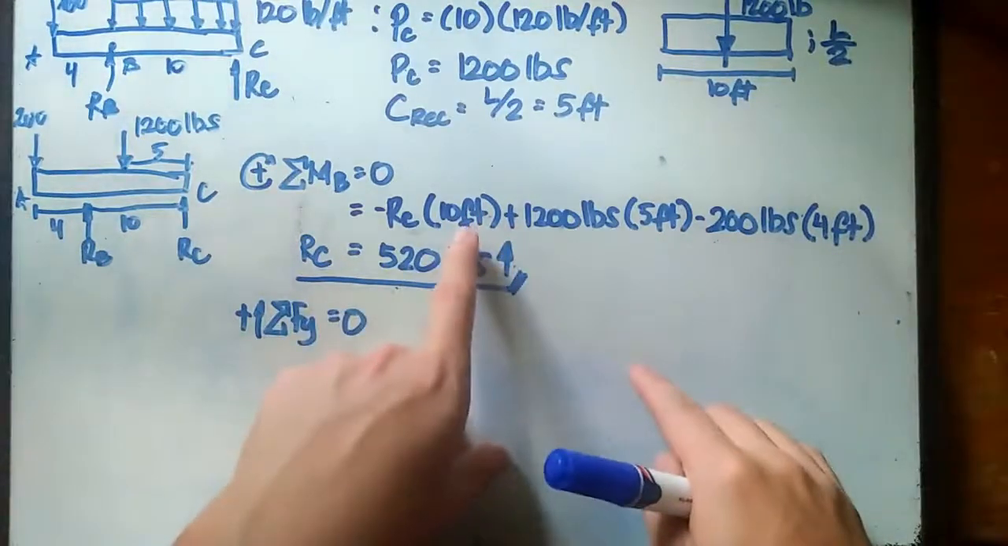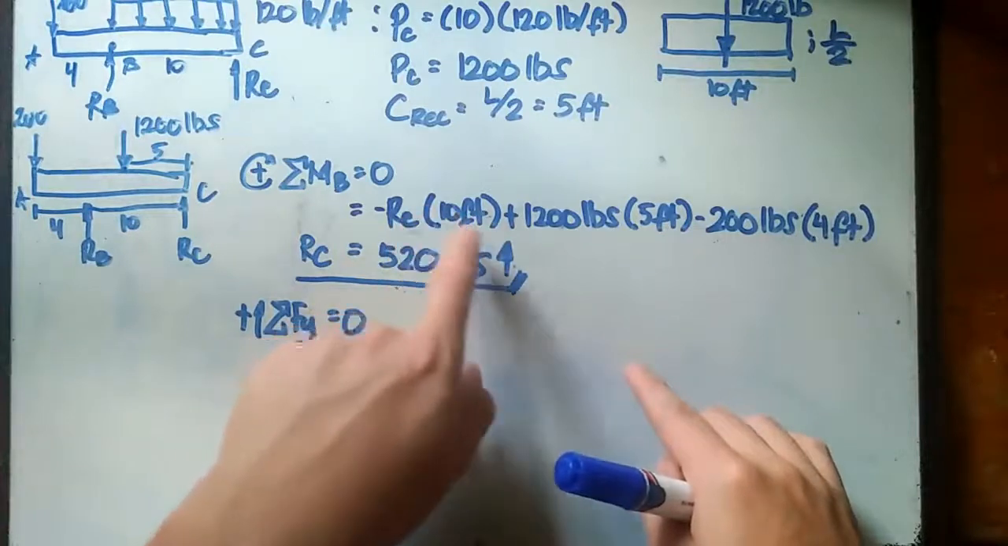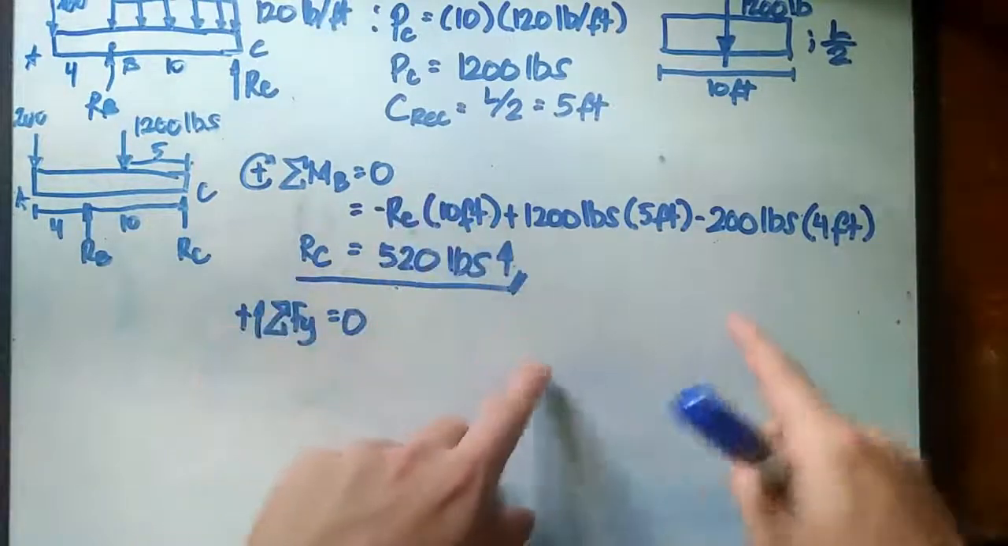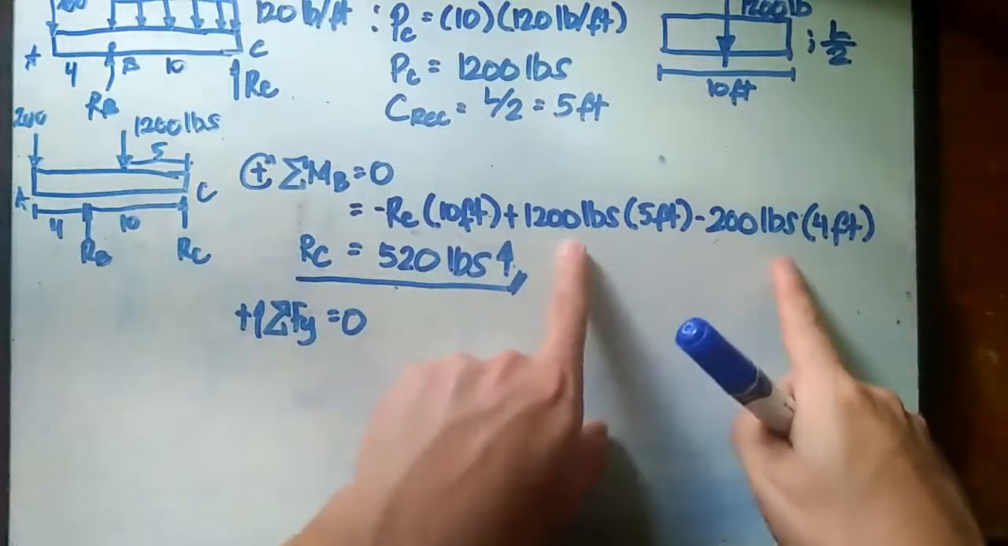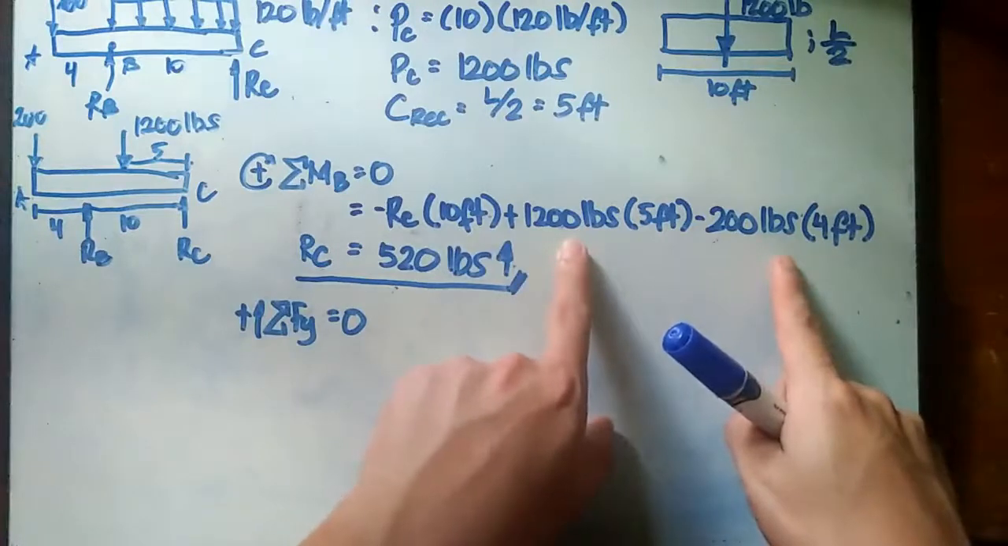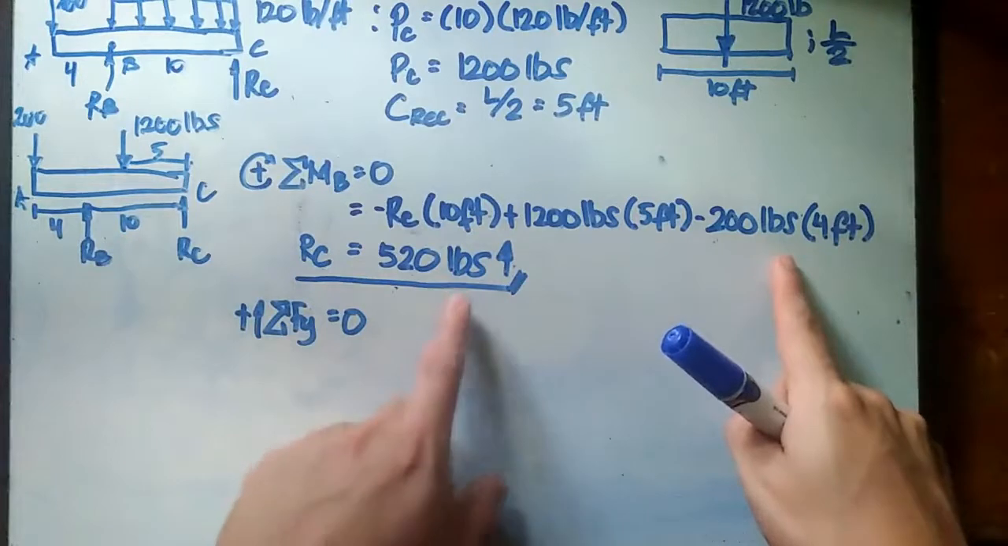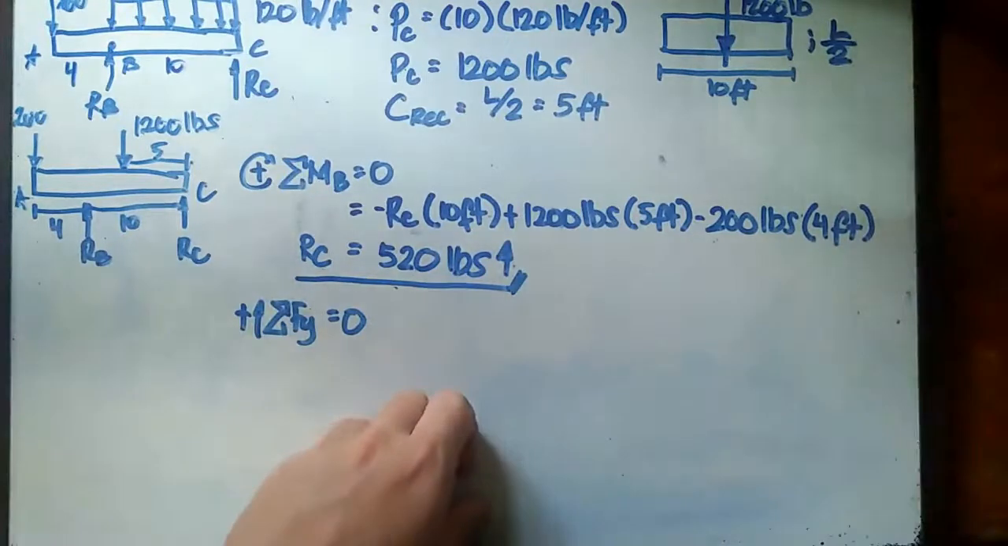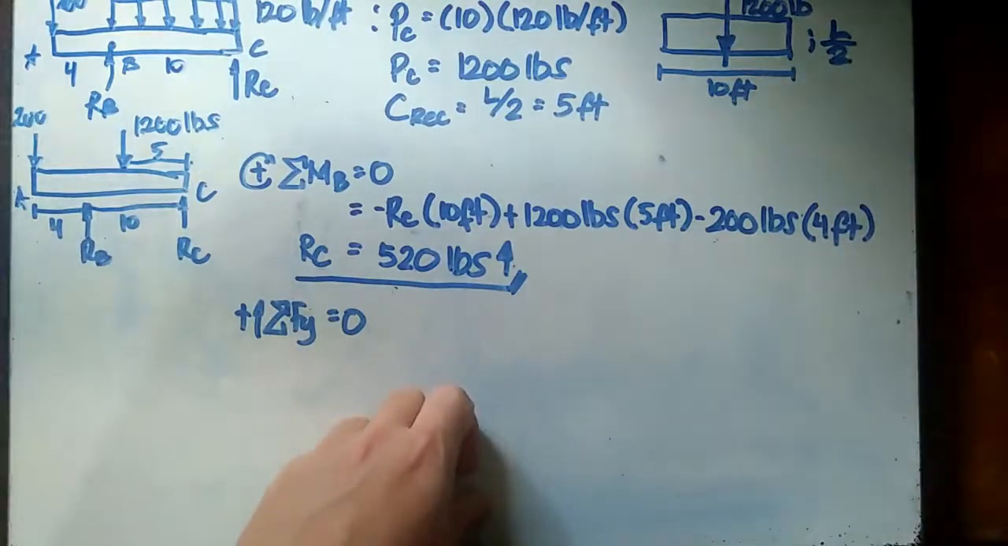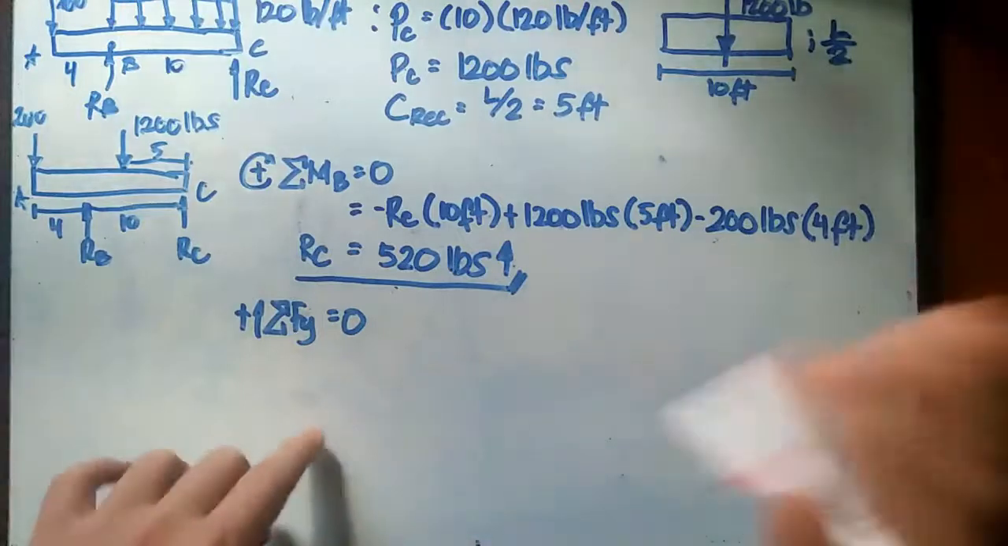Then dividing by 10 after you transpose R sub C to the left, then divide by 10. So all of this should be equal to 5,200 pounds. And divided by 10, so that should be 520. Okay, so let's try to solve for R sub B.